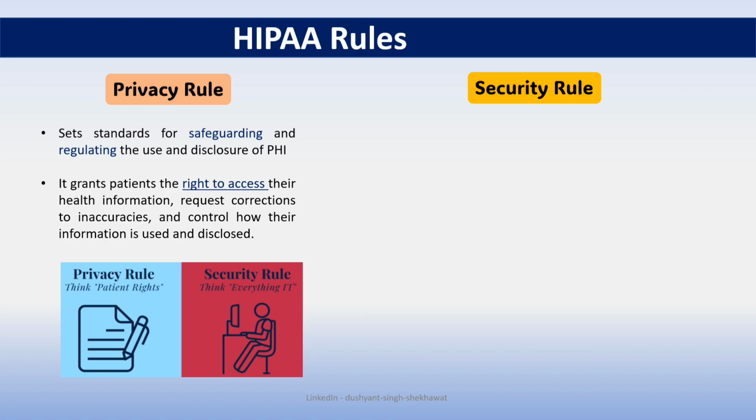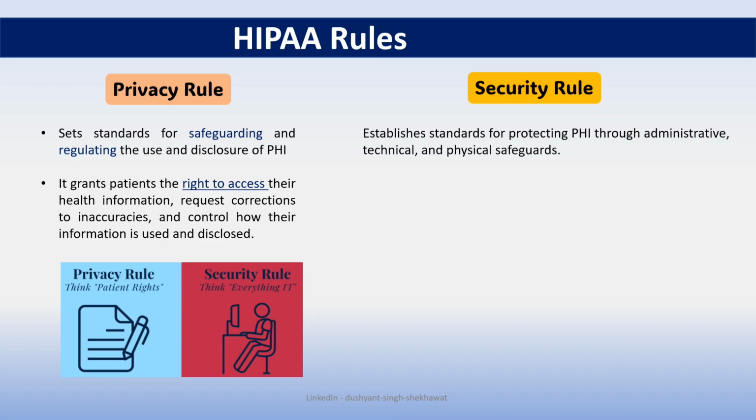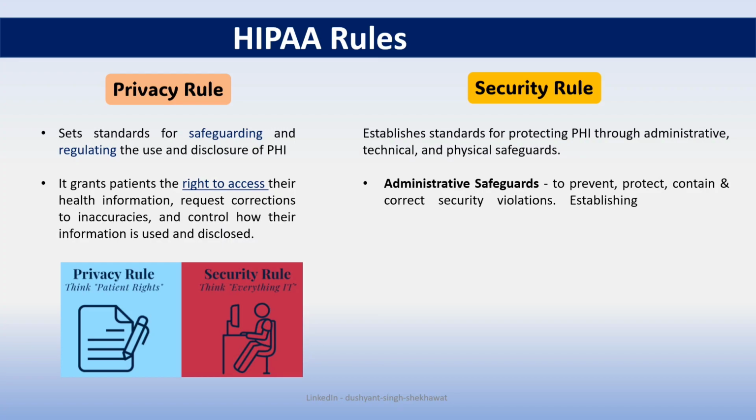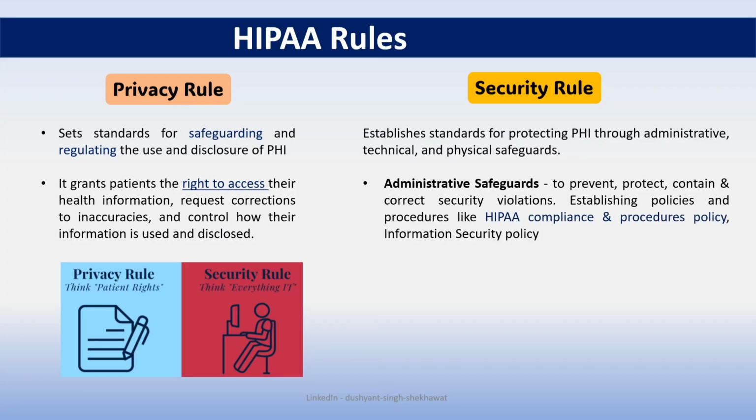Then we have security rule. The security rule establishes standards for protecting electronic protected health information through administrative, technical, and physical safeguards. Administrative safeguards are there to prevent, protect, contain, and correct security violations. It includes establishing policies and procedures to manage the security of PHI.